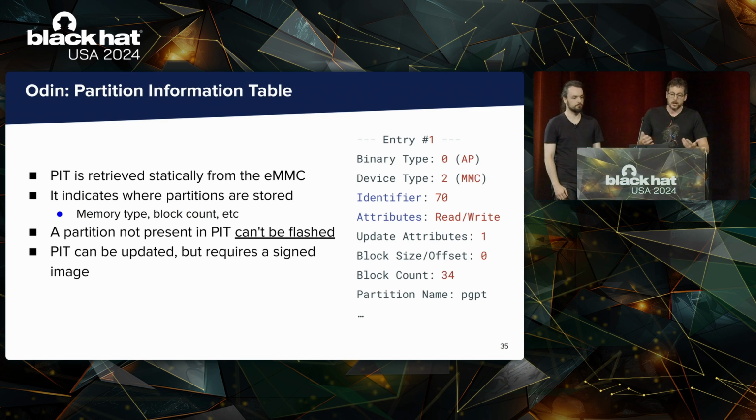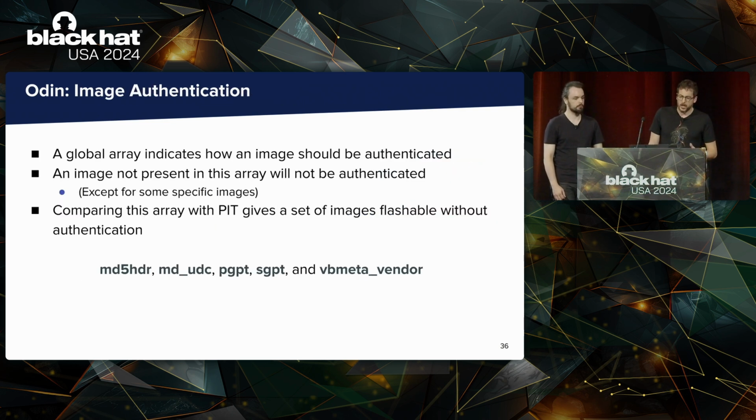It gives information about the partitions. You have an example of an entry on the right, with a couple of fields such as the block count, the name of the partition, and so on. It's interesting to note that a partition not present in the PIT cannot be flashed through Odin. The PIT can be updated, though, but it requires a signed image. Now, regarding the authentication, we have this global array that indicates how an image should be authenticated. And if an image is not present in this array, it will not be authenticated.